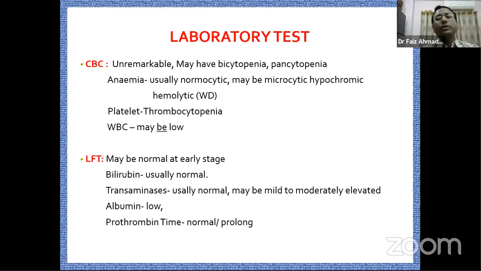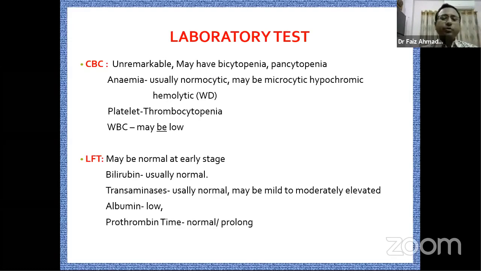And platelet is commonly reduced in cirrhosis due to splenomegaly or hypersplenism. WBC usually are normal, but they also could be low. So due to huge splenomegaly or marked portal hypertension in a patient with cirrhosis, there could be monocytopenia, that is thrombocytopenia, there could be bicytopenia, even there could be pancytopenia.